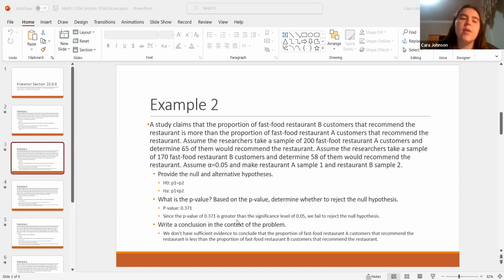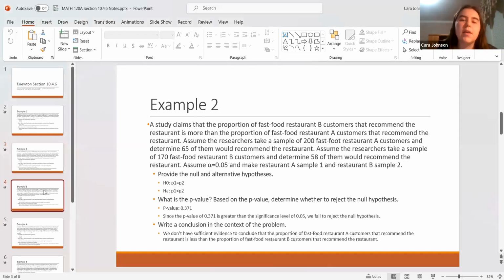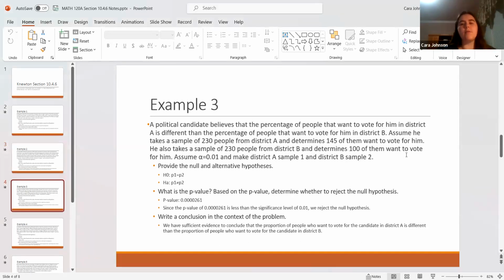All right, let's do one more example like this, and then we're going to change it up a little bit. A political candidate believes the percentage of people that want to vote for him in District A is different than B. Then I gave you the two samples. So our alternative is going to have not equal to. Let's go to our Rguroo and put it in.